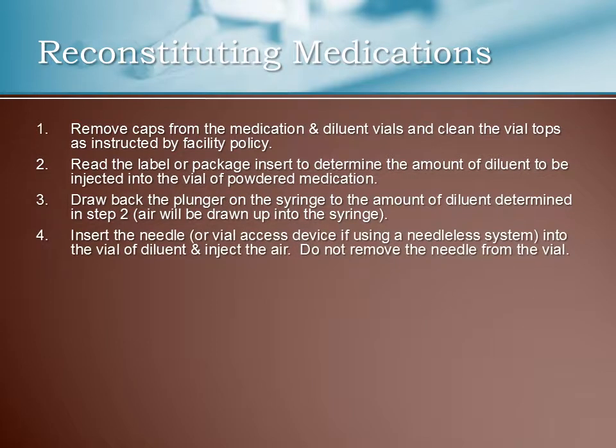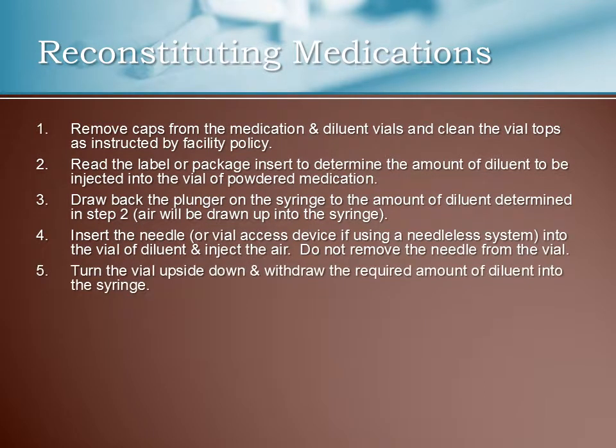Insert the needle or the vial access device, if using a needleless system, into the vial of the diluent and inject the air. Do not remove the needle from the vial, or the access device if you're using the needleless system. Turn the vial upside down and withdraw the required amount of diluent into the syringe. Withdraw the needle or vial access device from the vial.